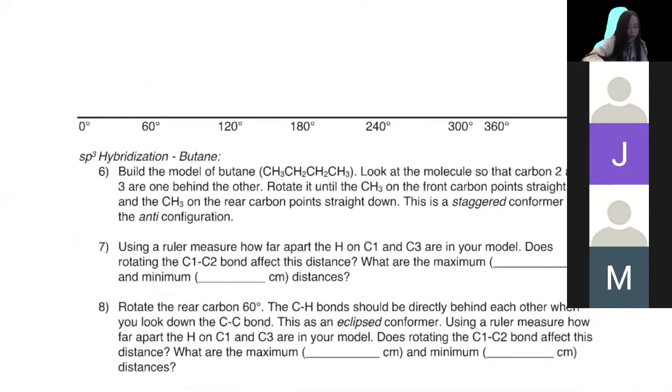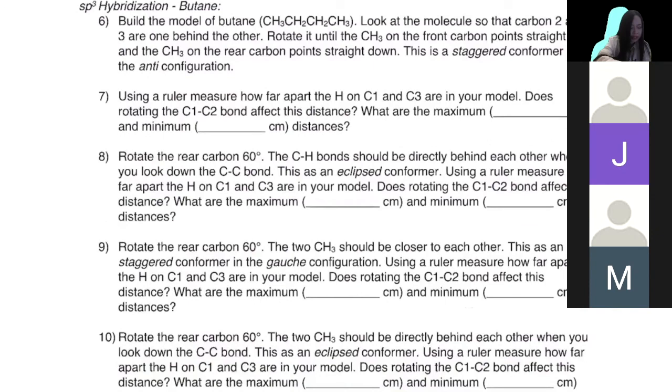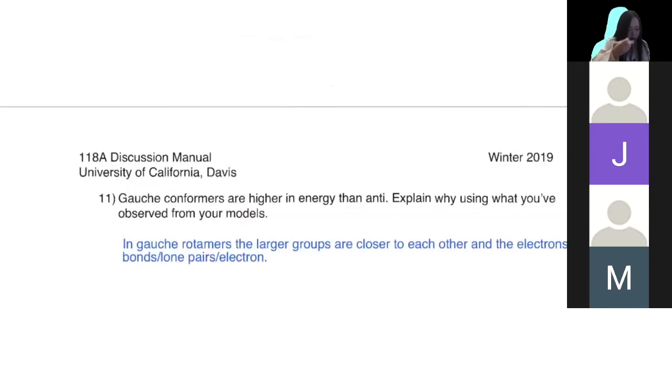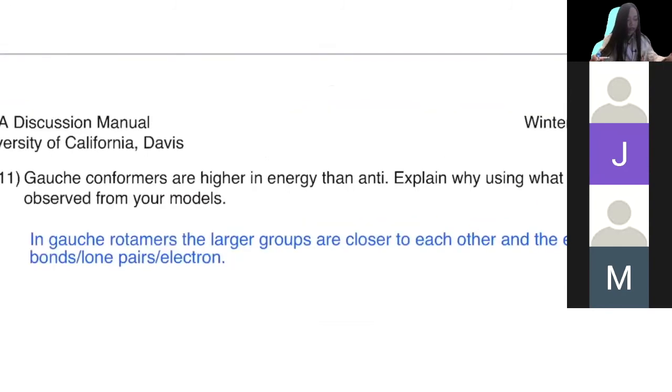Using the model of butane, the blue and the yellow are carbons. Think about the ones we're using. So look at the molecules. Let's ignore those measurements of the distance between the two and answer some of the important questions. Gauche conformers are higher in energy than anti. It's because in gauche rotamers, the larger groups, which are the blue and the yellow, are close to each other, whereas in anti they are in opposite directions from each other.